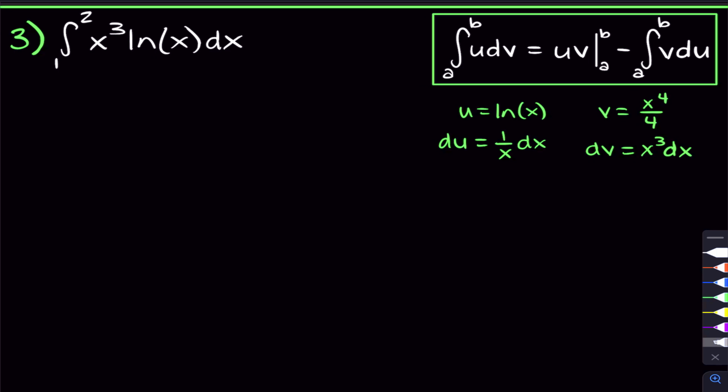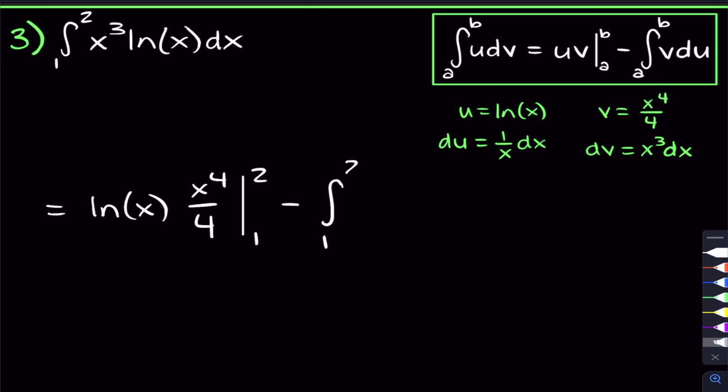So let's go ahead. We get that this integral is equal to u times v, which is natural log of x times x to the 4th over 4, and that's going to be evaluated, remember to evaluate it, from 1 to 2. And then we have minus the integral from 1 to 2 of v, which is x to the 4th over 4, times du, which is 1 over x dx.